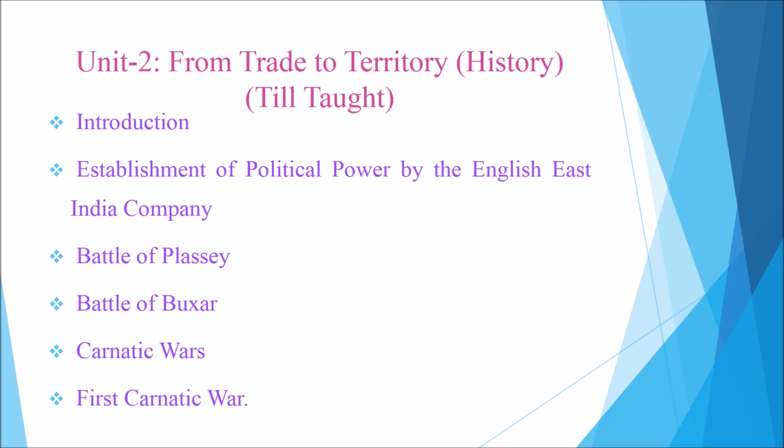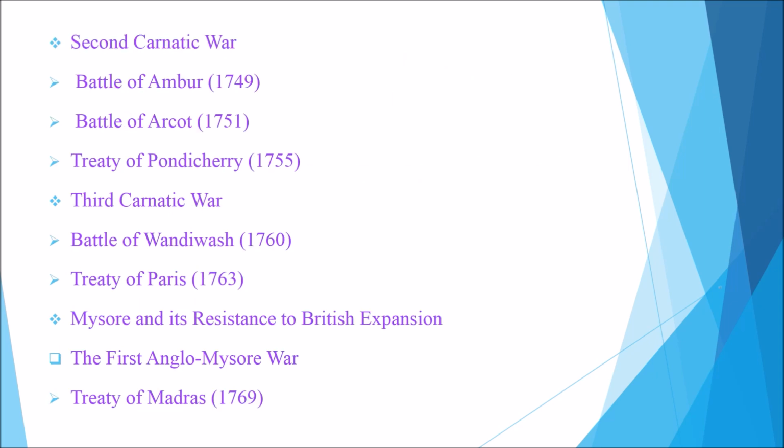Introduction part: establishment of political power by the English East India Company, Battle of Plassey, Battle of Buxar, Carnatic Wars, First Carnatic War. Next, we have Second Carnatic War. Under this, we have Battle of Ambur, Battle of Arcot, Treaty of Pondicherry. Then we have Third Carnatic War. Under this, we have Battle of Vandivash, Treaty of Paris. Next, we have Mysore and its resistance to British expansion.